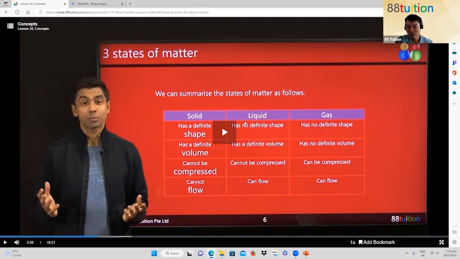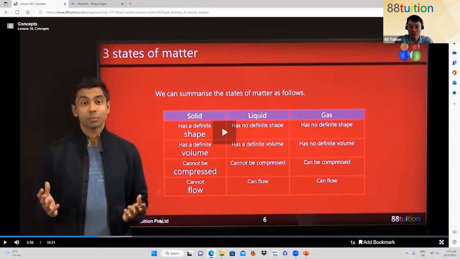So, recap time. We studied solids, liquids, and gases, and the properties of solids, liquids, and gases. By observing a particular form of matter, we discuss its shape and volume, and from there conclude whether it's a solid, liquid, or gas. Do you still recall this?